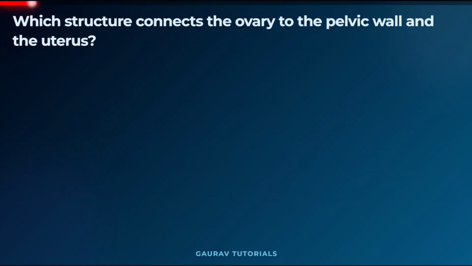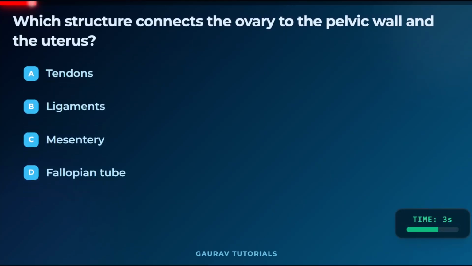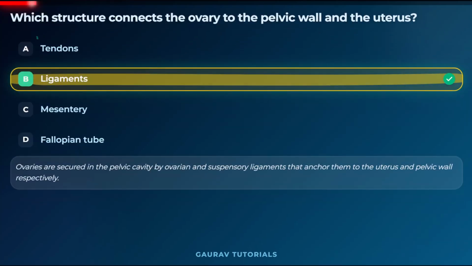Question 2. Which structure connects the ovary to the pelvic wall and the uterus? The options are... and the correct answer is option B, ligaments. The ovaries are secured in the pelvic cavity by ovarian and suspensory ligaments that anchor them to the uterus and pelvic wall respectively.